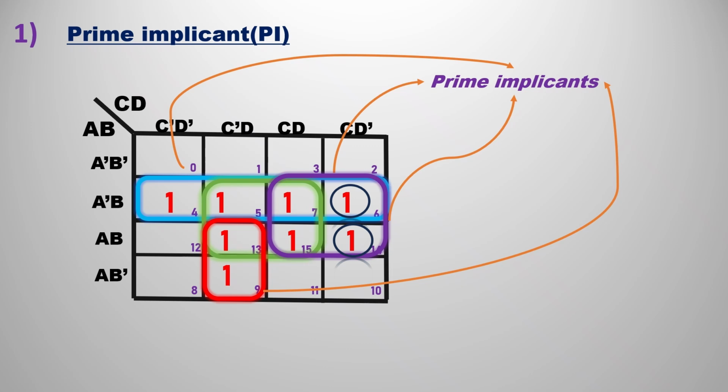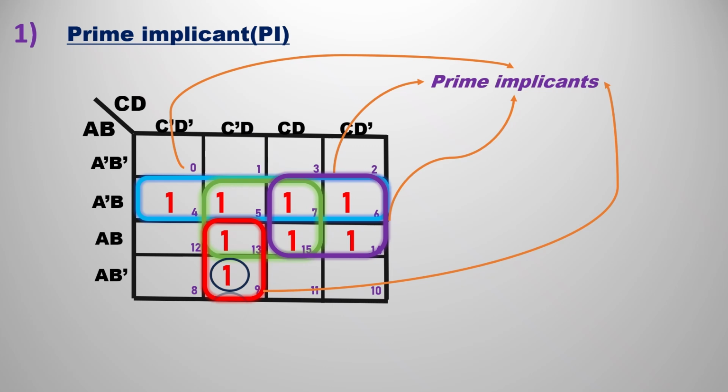The definition says at least one 1 should be in a remaining part, that is, it should not overlap with the prime implicants of the other groups that are present. So the blue group and the purple group are prime implicants as well as essential prime implicants.